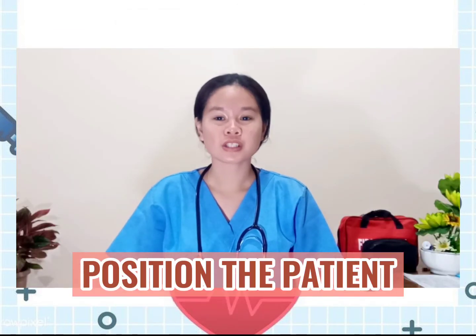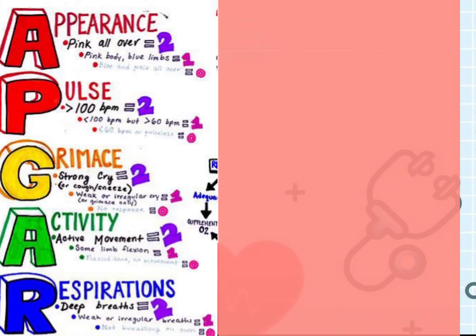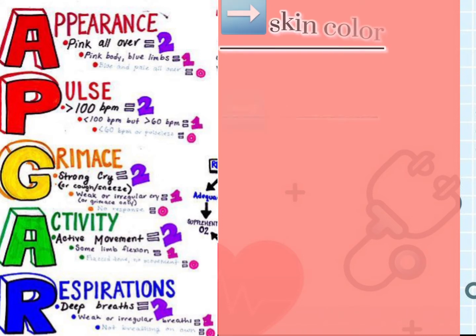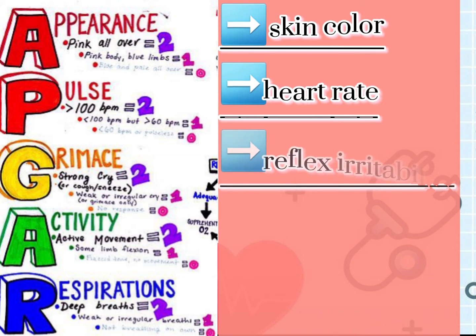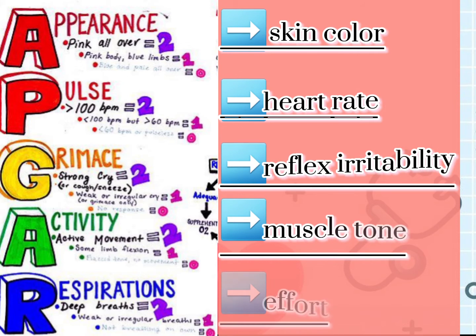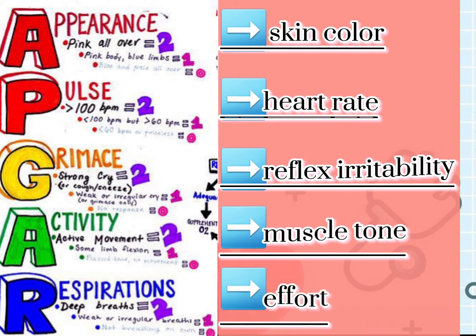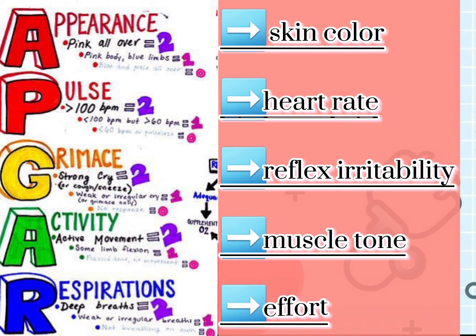Next, we have to position the patient. Position the baby on a clean, flat surface and get ready for the examination. APGAR is a mnemonic, which means A stands for appearance, which determines the skin color. P stands for pulse, which determines heart rate. G stands for grimace, which determines the reflex irritability. A is for activity, which refers to the muscle tone, and R for respirations, which includes the respiratory effort.